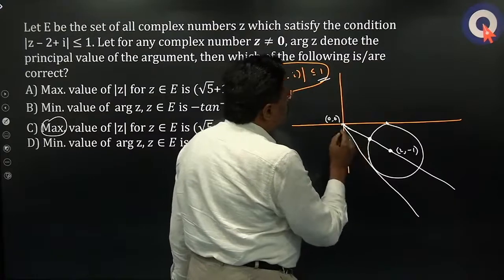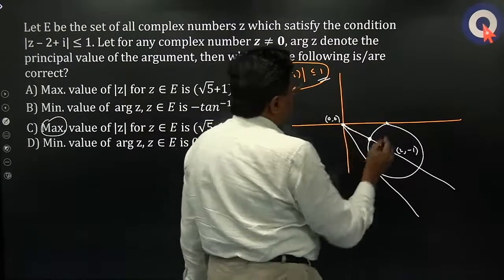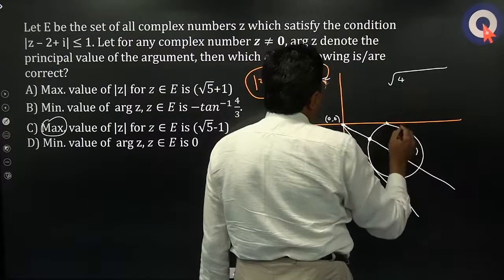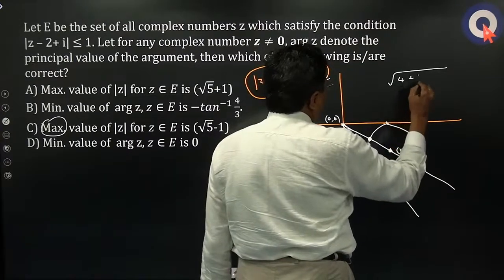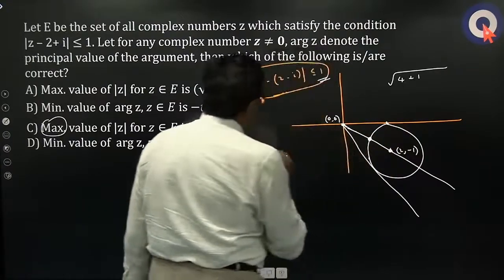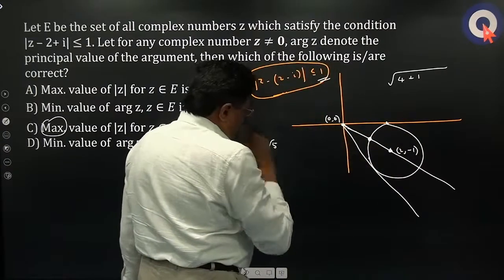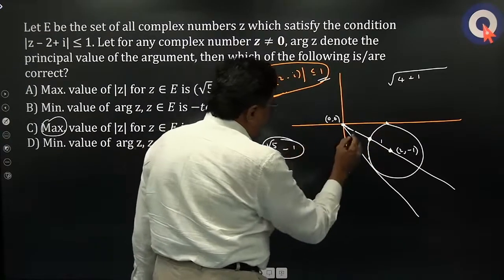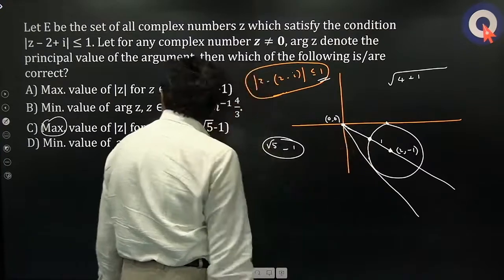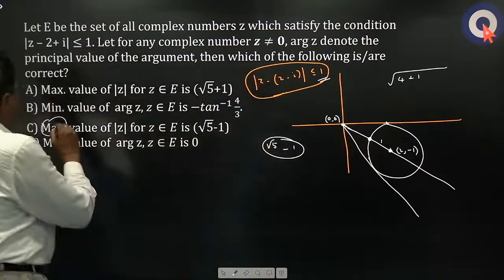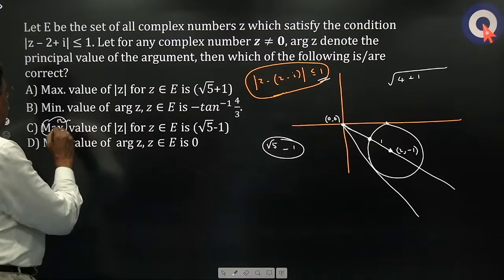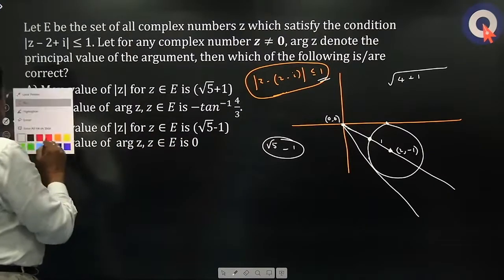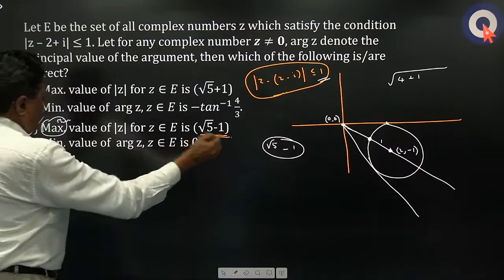So this distance from here to here is root of (2 minus 0) whole square plus (minus 1 minus 0) whole square. So this distance is root 5, and minus the radius 1. So root 5 minus 1 is the minimum value of mod z. Minimum value of mod z is root 5 minus 1. So this is correct.